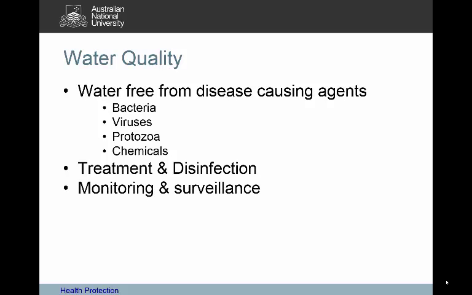There's a need to conduct monitoring and surveillance, and that is often mandated in legislation. So regulations will state how monitoring and surveillance of water supplies is to happen, and it will give an assurance of protection for the population.